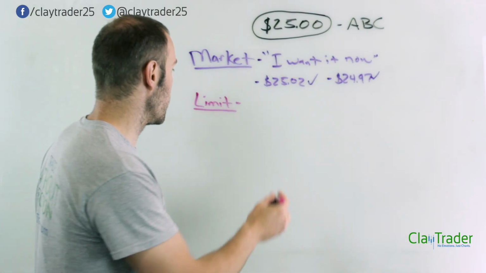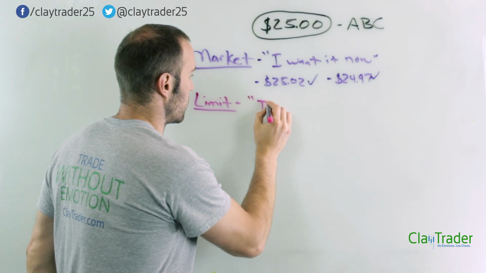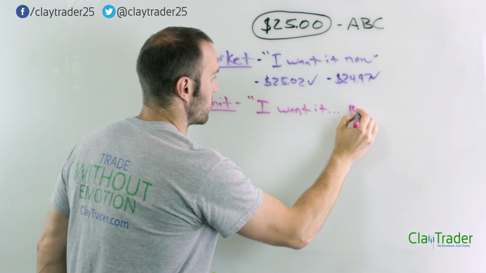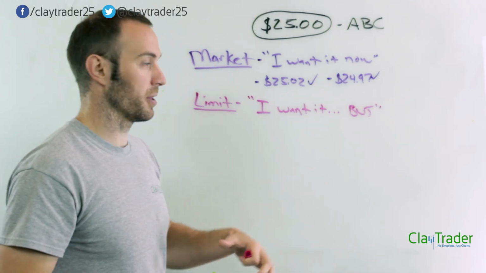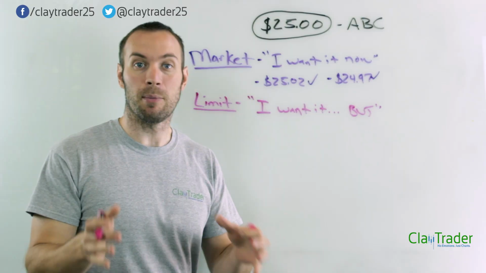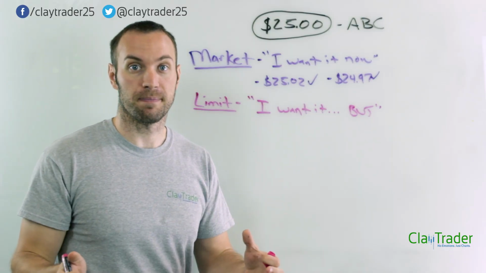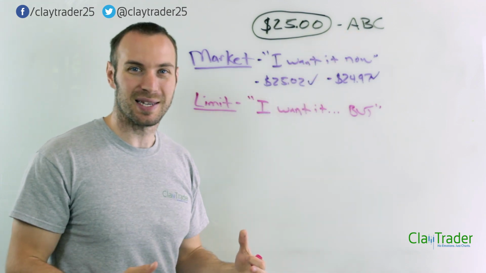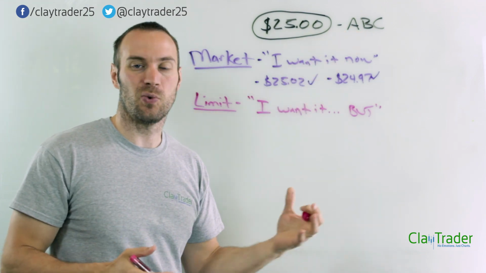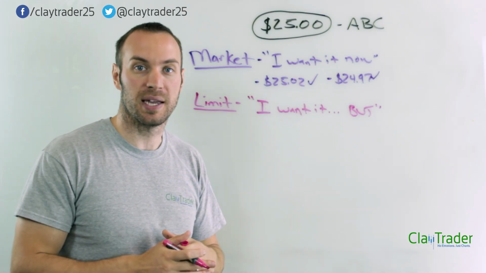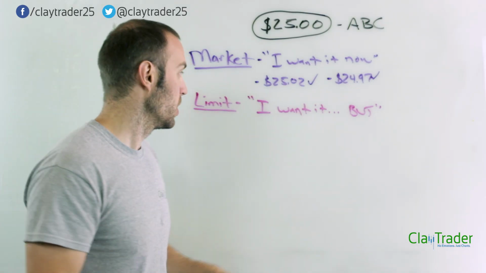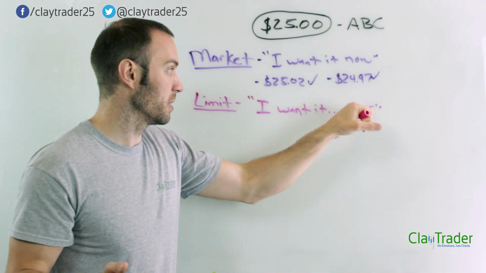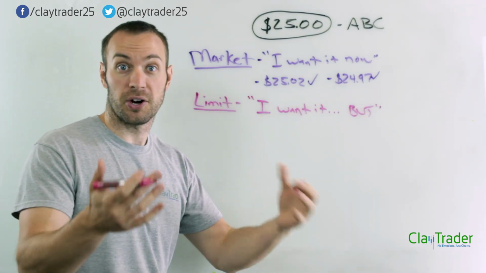But a limit order is essentially saying, I want it, but. So what is the but? The but is saying, I really do want that, but I'm only willing to pay a certain price for it. So again, if the stock is trading at 25 and you're like, I do want into ABC, but I don't want in at 25. I'm only willing to pay $24.90. You would select limit order, and then when you select limit, your broker is going to ask you, okay, well, what is the but? Meaning, well, what price are you willing to pay?